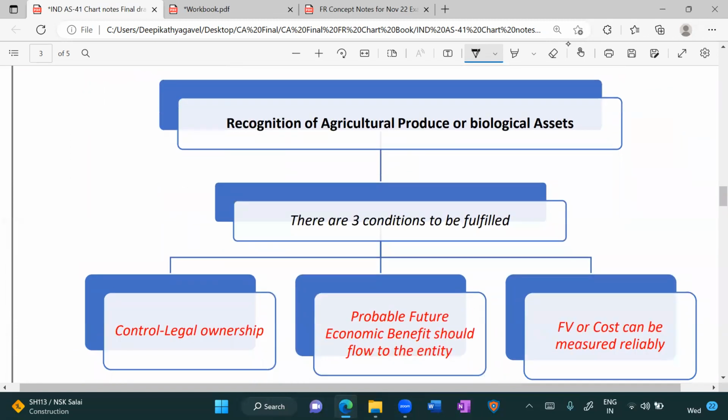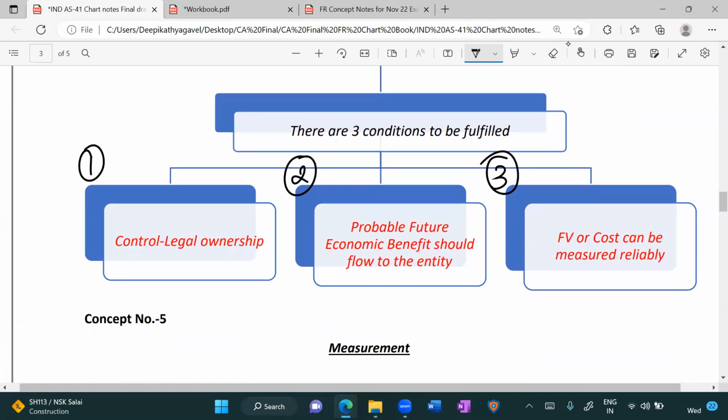Once that is clear, let's move to concept number 4, which is recognition of agricultural produce or biological asset. When will you recognize this agricultural produce? When will you bring that into your books? The standard says that on the fulfillment of three conditions, you will recognize this agricultural produce and biological assets in your books.